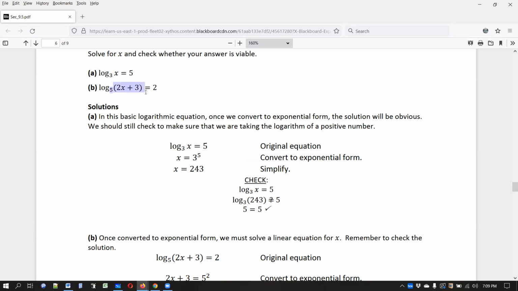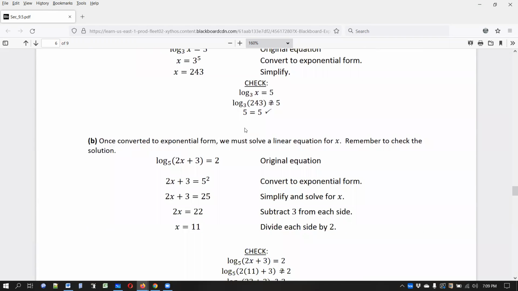Second case, same thing. The log is already isolated. This base becomes the base on the other side of the equation. So I'm going to end up with 2x plus 3 equals 5 to the 2nd power. Now, it's very important that you do not confuse. Normally, students will get confused and they will multiply these two numbers. They are in this relationship. So the base here becomes the base on the right side, and this number becomes the exponent. And then all I have to do is solve this simple linear equation.